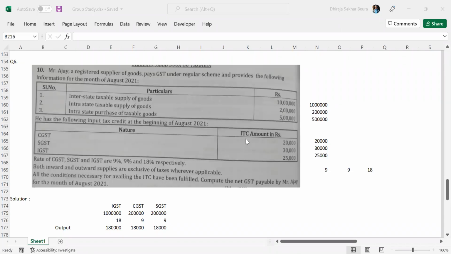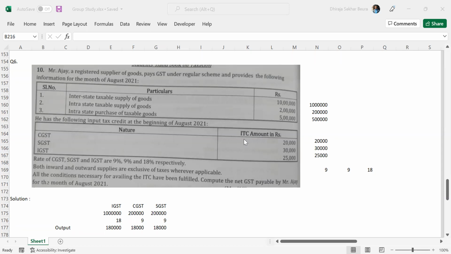So here is a question, again, repetition of the same concept that we have been discussing time and again. Very quickly going into it: Mr. Ajay, a registered supplier of goods, pays GST under regular scheme and provides the following information for the month of August 2021. So we have interstate taxable supply of goods 10 lakhs, intrastate taxable supply of goods 2 lakhs, intrastate purchase of taxable goods 5 lakhs.